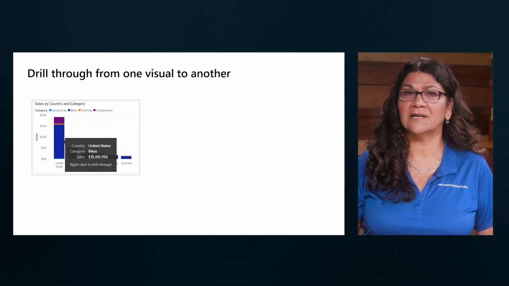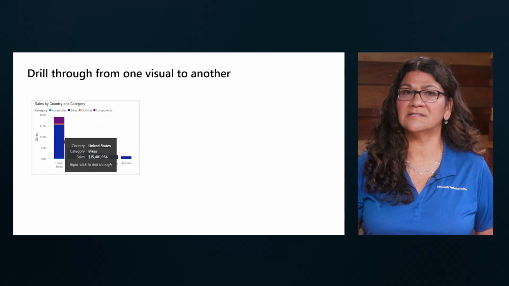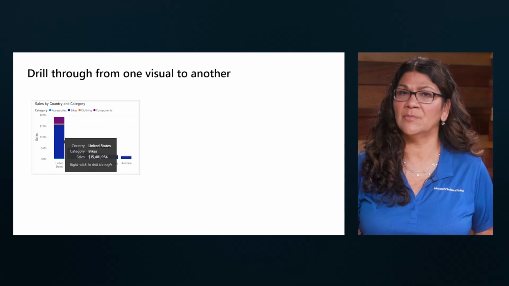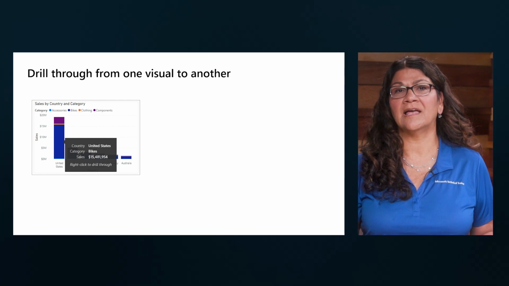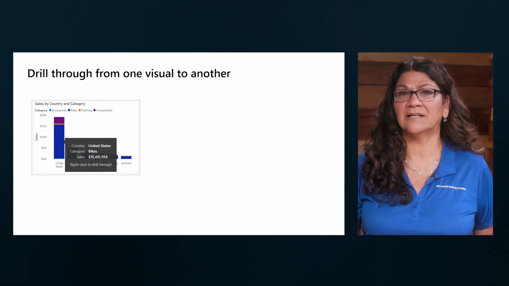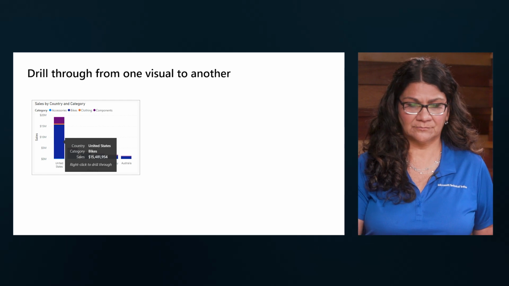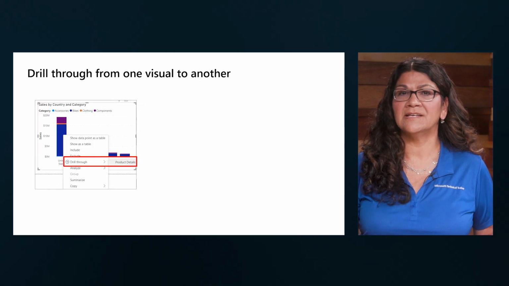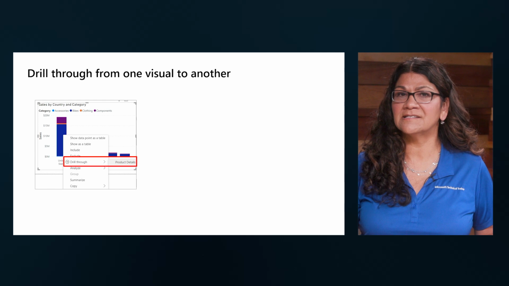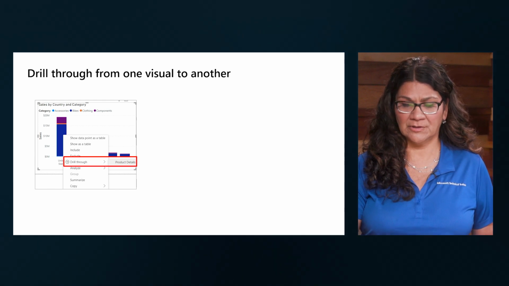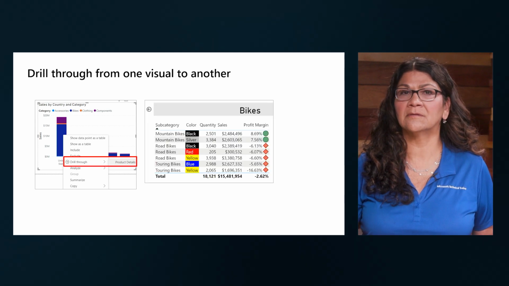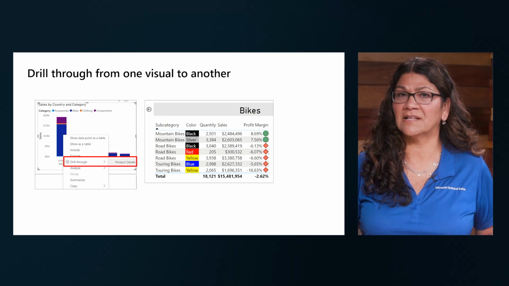First, we see when we are hovering over the United States large blue column, it says the country, region, category, sales, and a note to right-click to drill through. Now we have right-clicked and selected the Drill Through page, Product Details. The table visual shows Bikes for the header because it was the selected category.